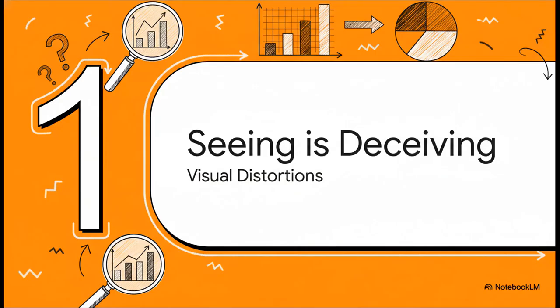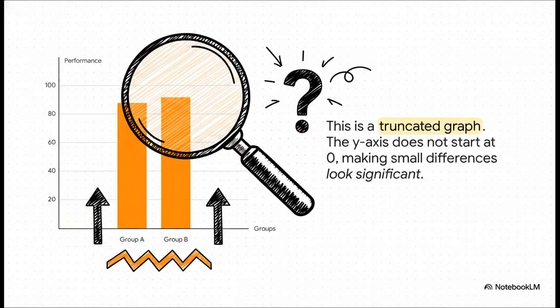Okay, so let's start with the most common culprit out there, the way we actually see data. Visuals can be manipulated in some really subtle ways that completely change the story they're trying to tell. Take a look at this graph. At a quick glance, it looks like there's a huge difference between these two bars, right? I mean, your eyes aren't playing tricks on you. That's what it's designed to make you think.